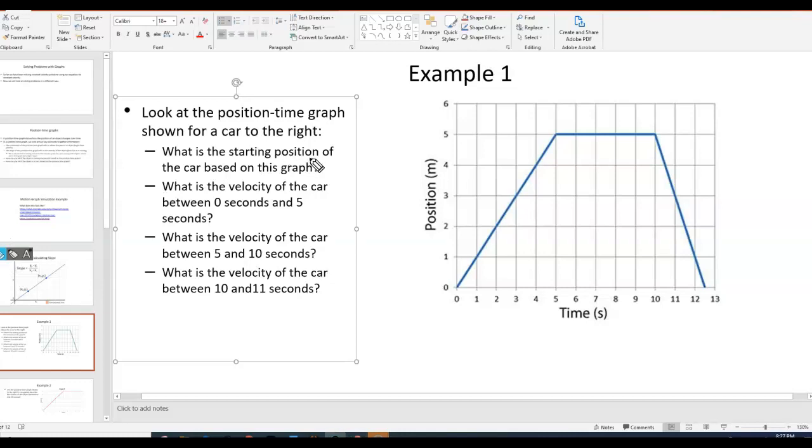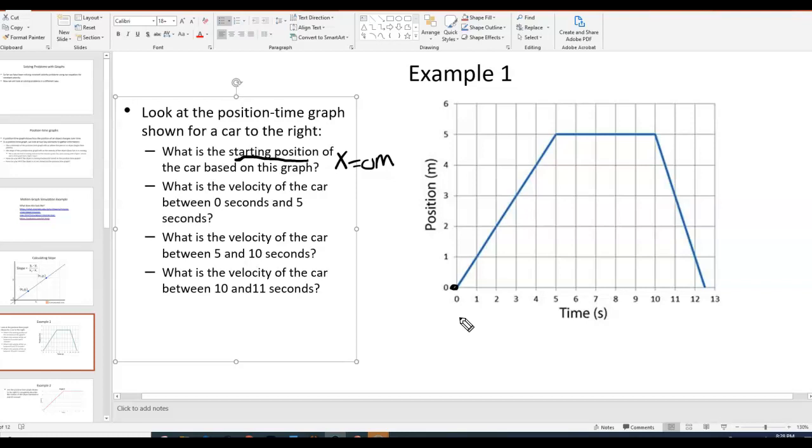Okay, starting position, if we have a position time graph, we are looking at the y-intercept. So I look at my y-intercept, I see it's 0. Okay, and so I would write down x equals 0 meters as my starting position. Now I would not write down 0, 0 because I really only care about my position, which is on the y-axis, so just one number, 0. The second question says, what is the velocity of the car between 0 seconds and 5 seconds?